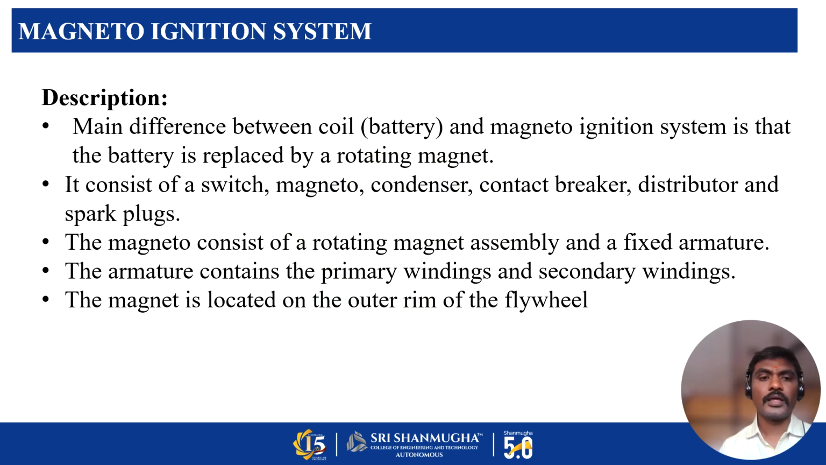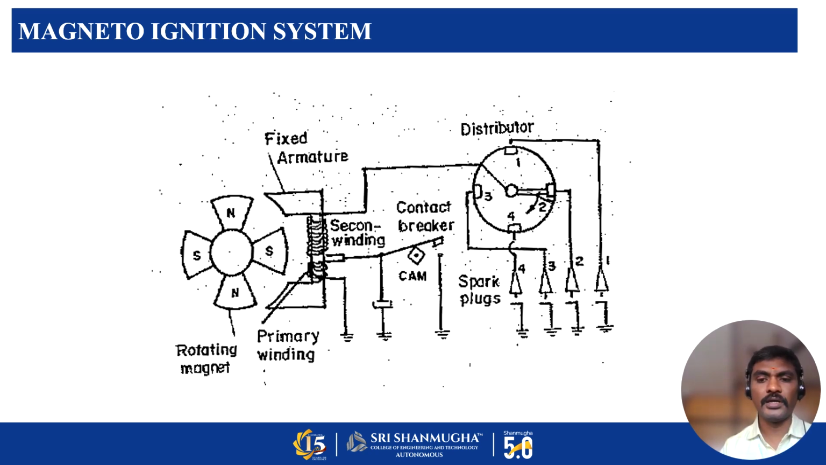for producing the EMF. The magneto consists of a rotating magnet assembly and a fixed armature. The armature contains the primary winding and secondary winding. The magnet is located on the outer rim of the wheel.